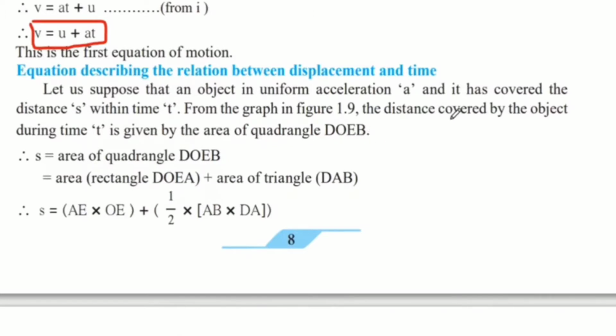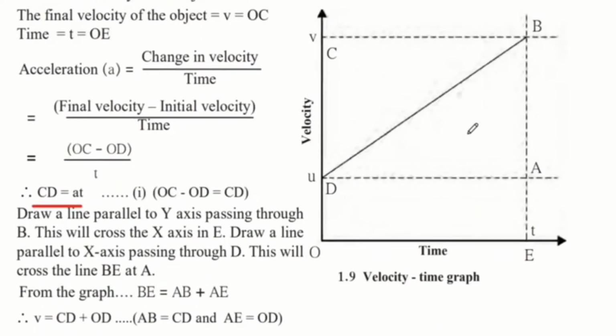So let's see how to derive this equation from this graph. If you remember earlier, if you have to find the distance travelled by an object, you can also find it by taking the area under the curve. So in this case, it would be quadrangle DOEB. If we find the area of this quadrangle, it would be equal to the distance travelled by the object in uniform acceleration. And how would we find the area of this quadrangle?